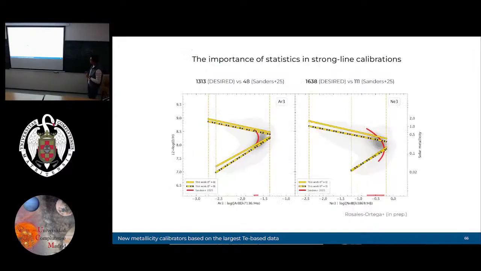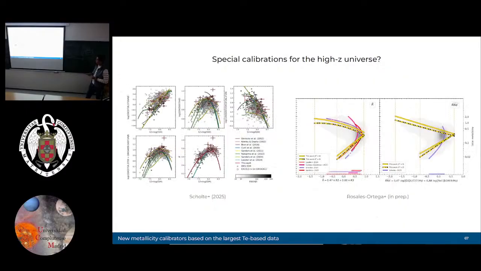But we think that this is not the case, because, for example, in this case, the objects that they found fall where we have most of our regions in the local universe. So there's actually no shape or no offset from the local calibration that we can derive. And also the numbers are important to differentiate. For example, in this case, they only have 48 regions for this calibration, while we have over 1,800 regions, and also in this case. So in this case, numbers are important.